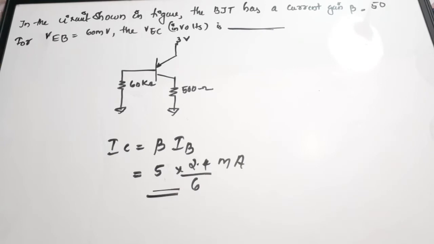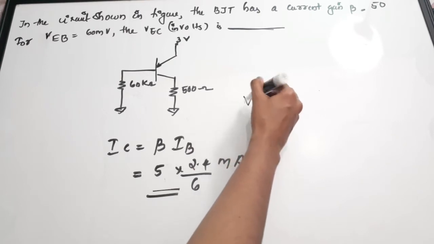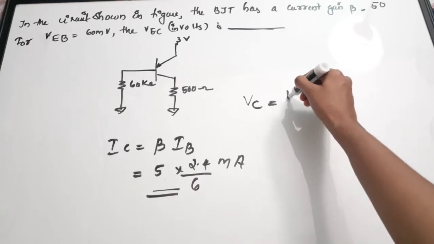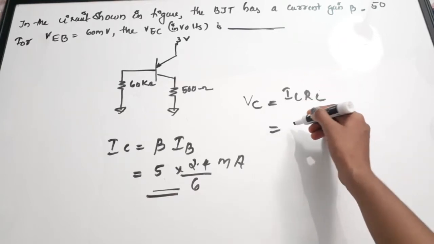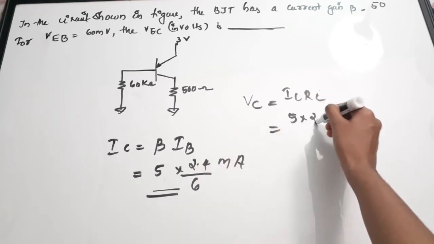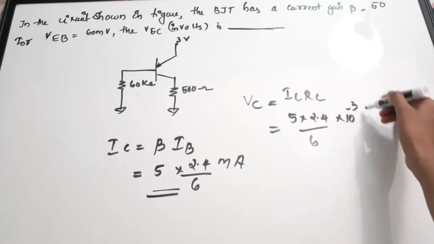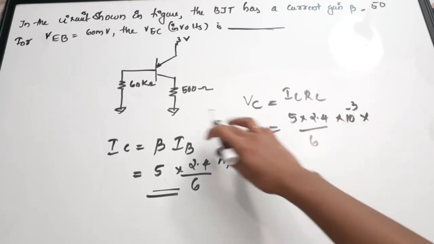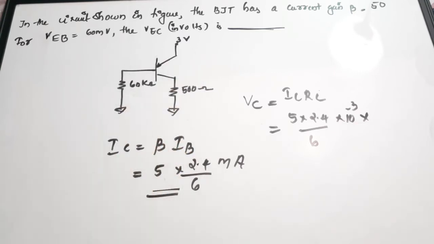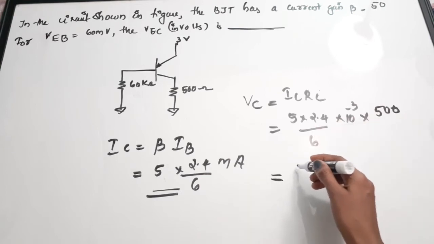VEC, that is the emitter to collector voltage. First we will find VC, that is the collector voltage. VC is equal to IC times RC. IC we have already found: IC is 5 into 2.4 by 6 milliampere. So you put it as 10 raised to minus 3 into RC. This is the collector terminal, and the resistance is 500. Put it as 500. By solving it, you will get VC is equal to 1 volt.